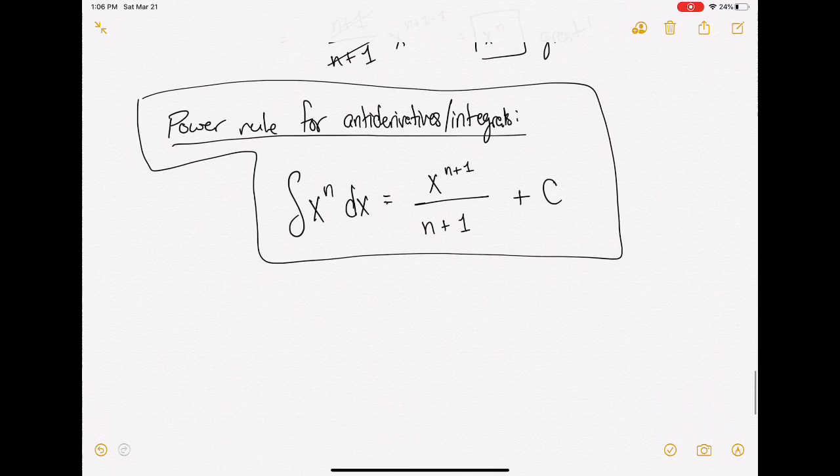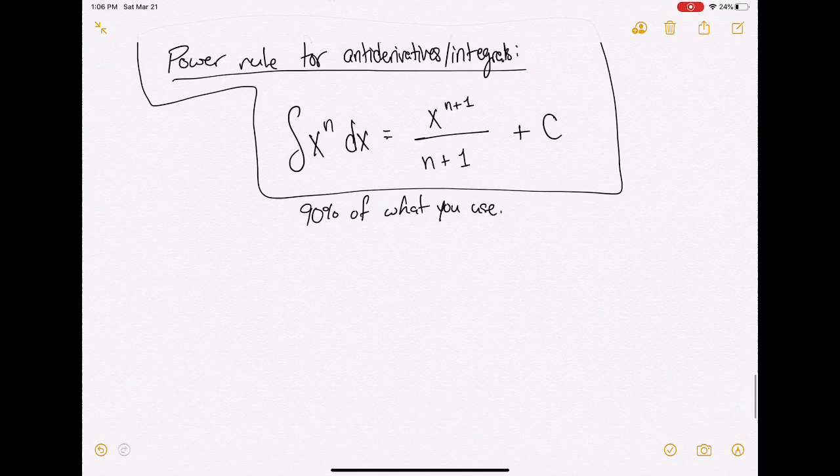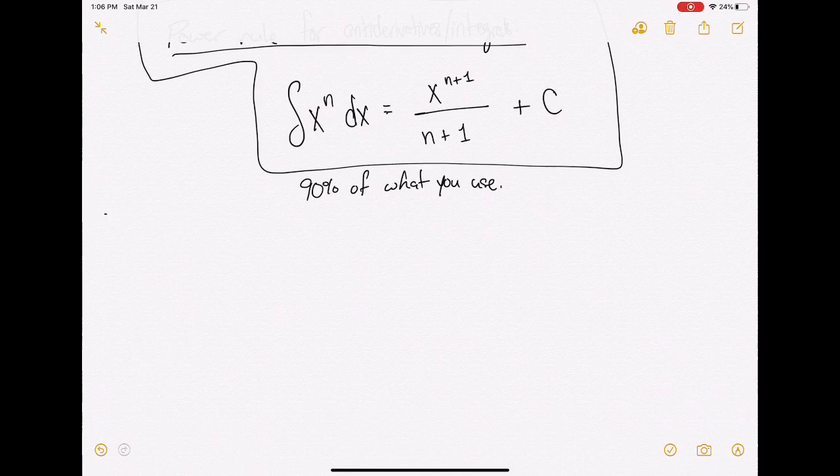So this is 90% of what you're going to use. Just like when we were doing derivatives and we use the power rule for derivatives 90% of the time, this is going to be what we use almost all the time with antiderivatives. So let's try to apply this.